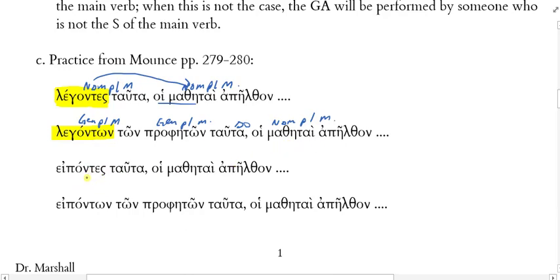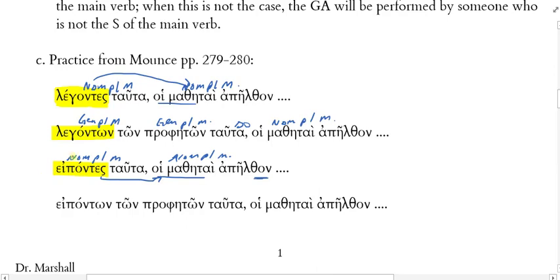Look at this third one, and repeat after me. Eipontes tauta hoi mathetai apelthan. Okay, so my participle is eipontes. Good. What case, gender, number is that? Nominative, plural, masculine. Excellent. And hoi mathetai is likewise nominative, plural, masculine. So I've got a match here, don't I? The subject of the participle is the subject of the main verb apelthan. So same subject. How would we translate eipontes?